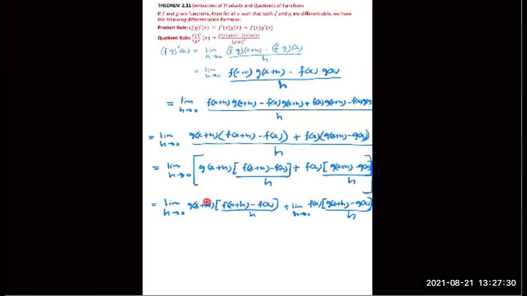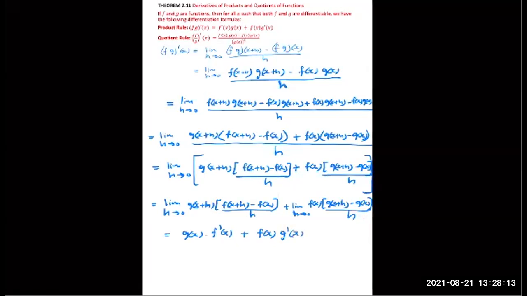Okay, as h approaches 0, this goes to 0. So that means this becomes g of x. This is equal to g of x times the limit of this expression as h approaches 0. That is, by definition, f prime of x. Plus, similarly here, you have f of x. The limit of this as h approaches 0 is f of x itself because there is no h involved here. The limit of this expression as h approaches 0 will be g prime of x by definition.